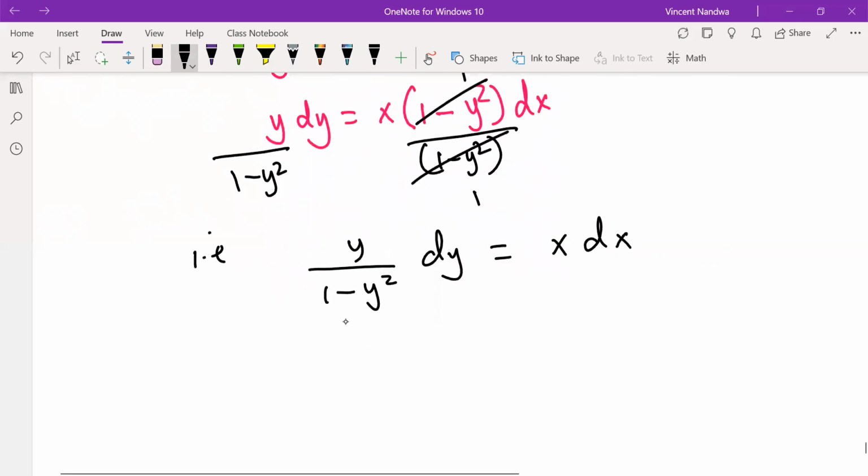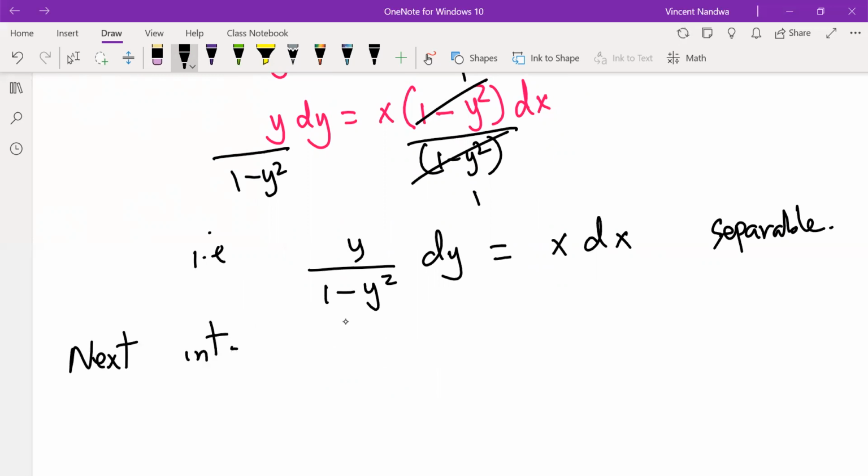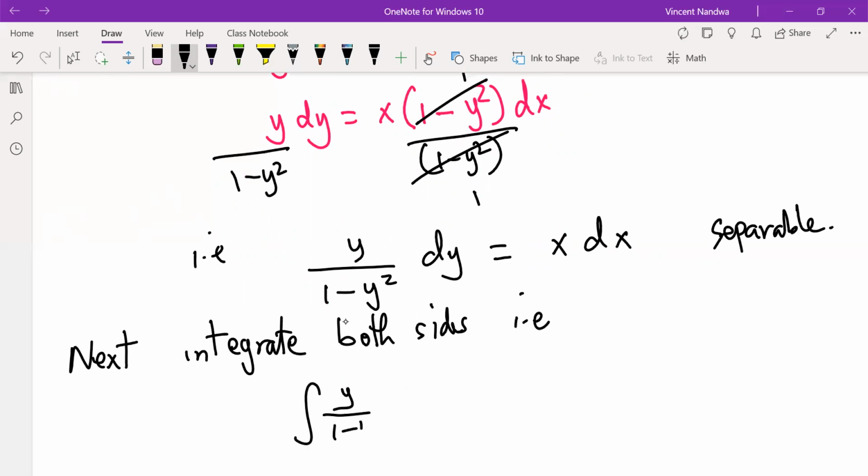Now at this point, this is separable. So next, integrate both sides. That means we have the integral of y over 1 minus y squared dy equals the integral of x dx.